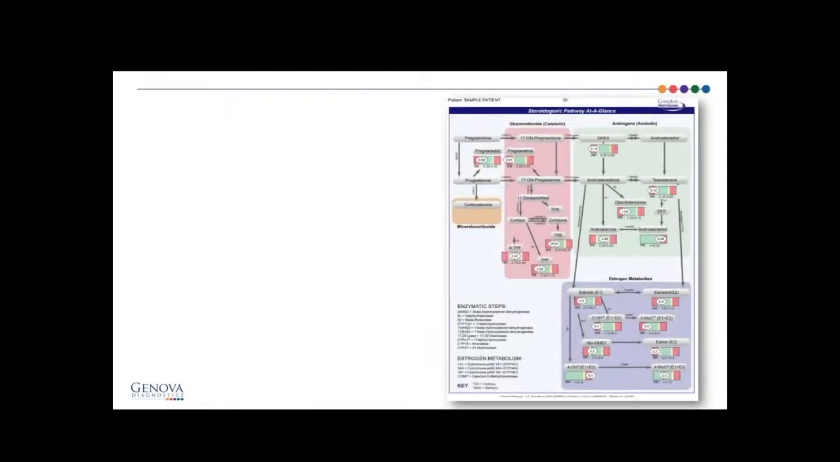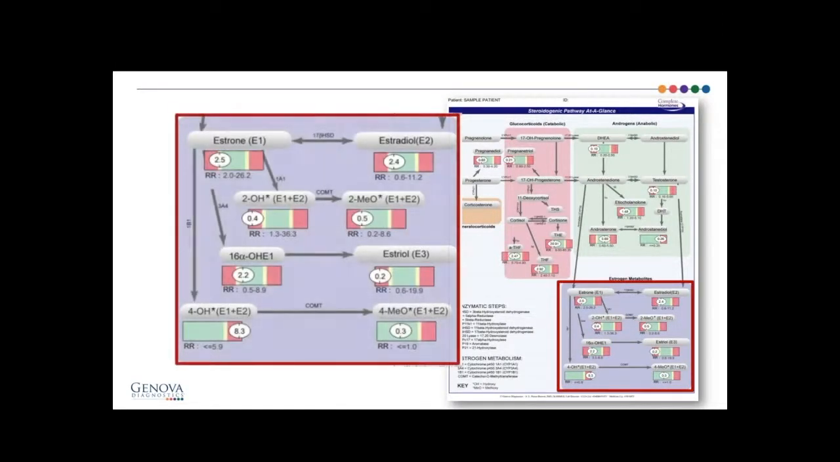So we can get more information around this by looking at an adrenal cortex stress profile, for example. Now, as we move downstream into the estrogen and estrogen metabolites, here you see the estrone, estradiol, and estriol, and the various phase one and phase two metabolites. Here's where we can assess risk using urine testing.